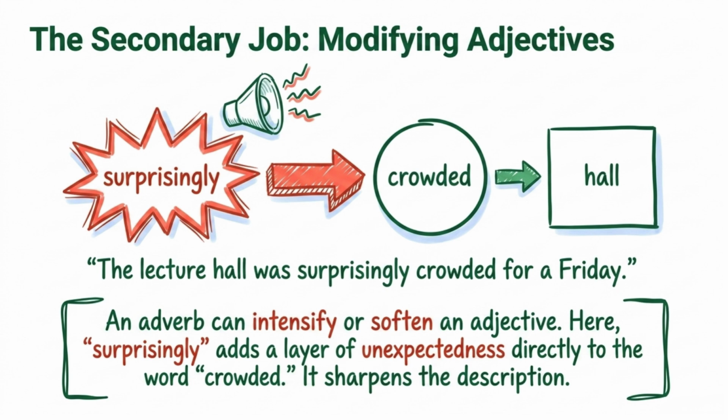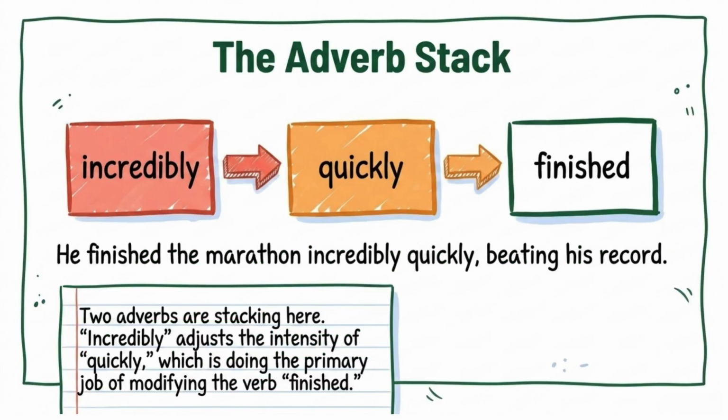That single adverb sharpens the description far more than crowded could manage alone. The adverb stack. Sometimes adverbs stack on top of each other. He finished the marathon incredibly quickly, beating his record. Quickly is doing the primary job, modifying the verb finished, but incredibly is modifying quickly itself, adjusting its intensity. Two adverbs, two different targets, working in the same short phrase.